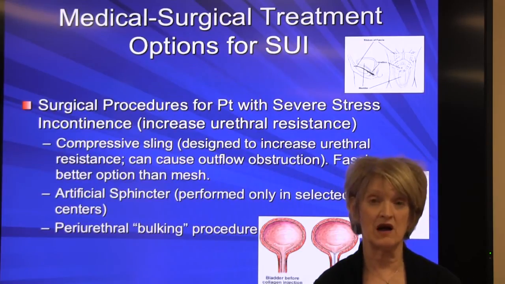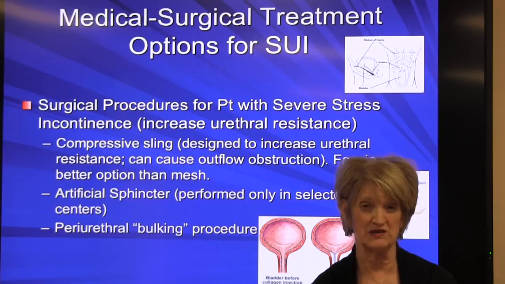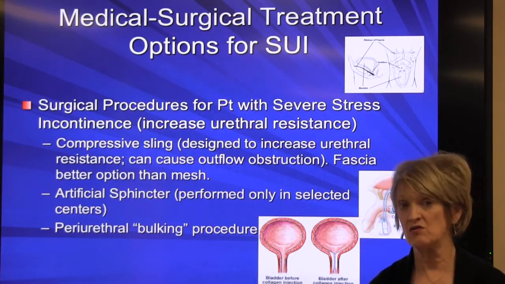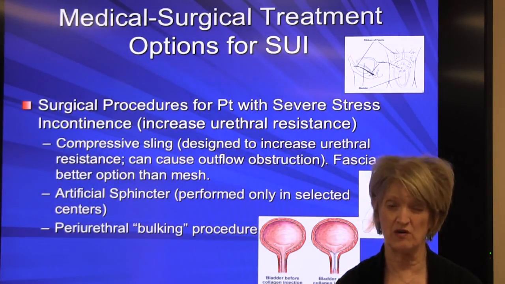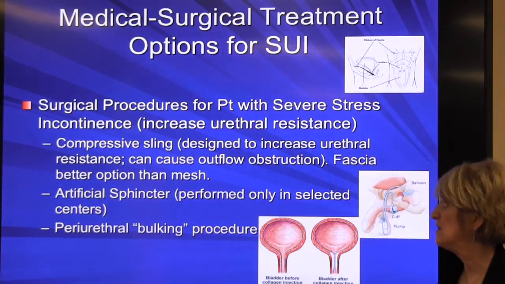So the point at this conference was, if you're looking to have one of these sling procedures done for severe stress incontinence, you need a surgeon who does them all the time and knows how to get that tension right. All I want you to know is that compressive slings are one option for a patient with severe stress incontinence due to a damaged or denervated sphincter. What are the other 2 options?